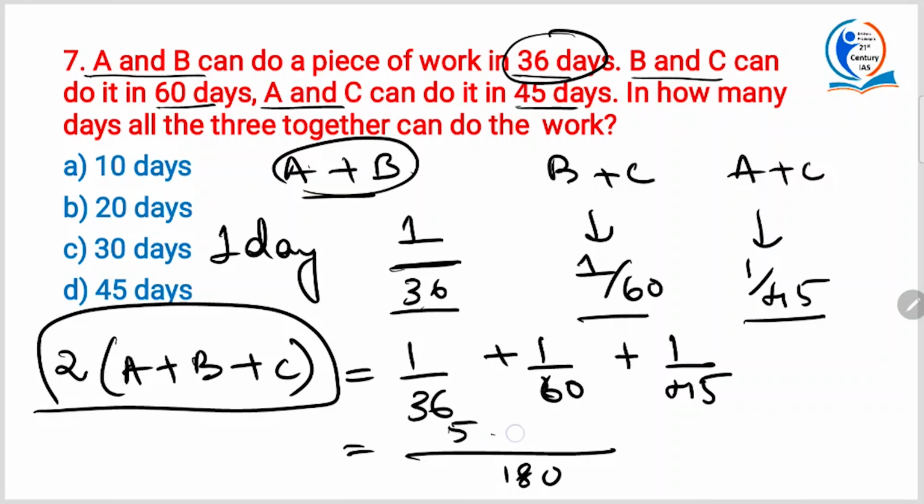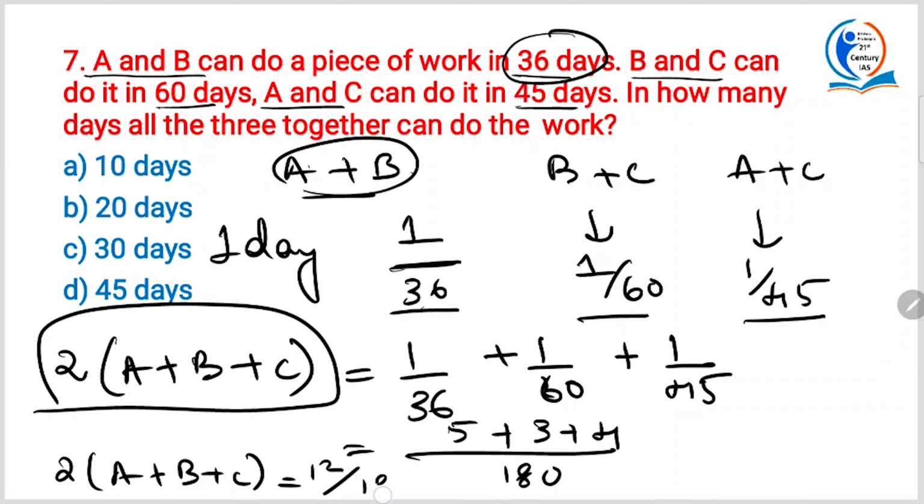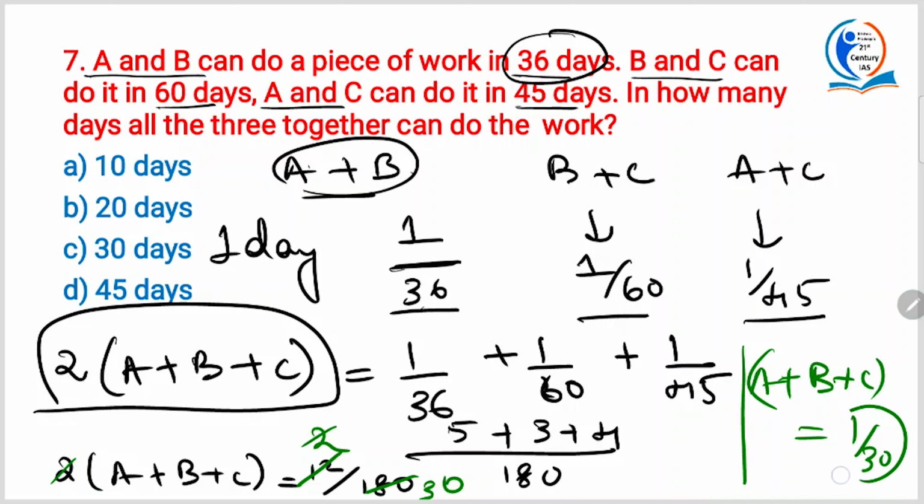Alright, so 5 plus 3 plus 4. So 2 into A plus B plus C is equal to 12 by 180. Alright, so this is equal to 6 2s are 6, 30s are 180. Now this 2 and this 2 will get cancelled. So A plus B plus C's 1 day's work is 1 by 30, which means they will take a total of 30 days to complete the entire work. So C is the answer.